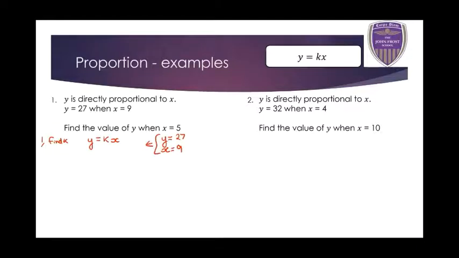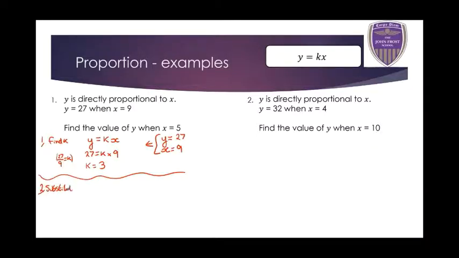So we're going to substitute these values in. So when y is 27, k times x, which is 9. So something times 9 is 27. Nice and easy one, k is equal to 3. Just to remind yourselves, if you want to solve this, you could do 27 divided by 9 is equal to k, which would be 3. That's how you rearrange this equation. Okay, so we've done the first part, and now we need to substitute our new values in.